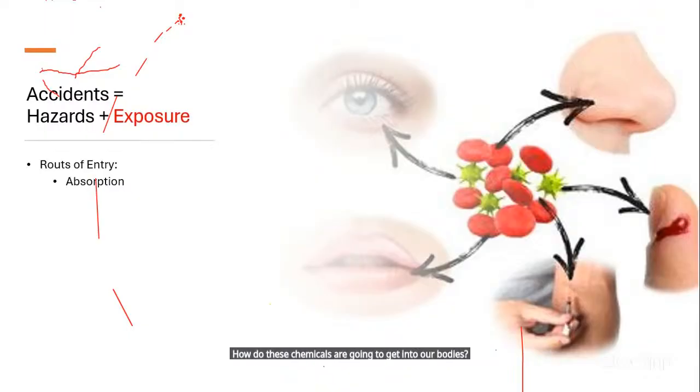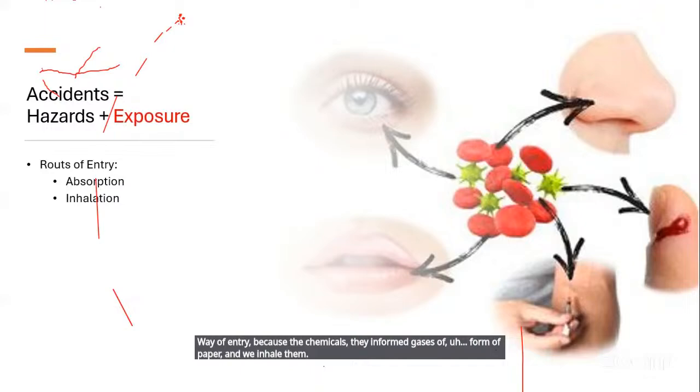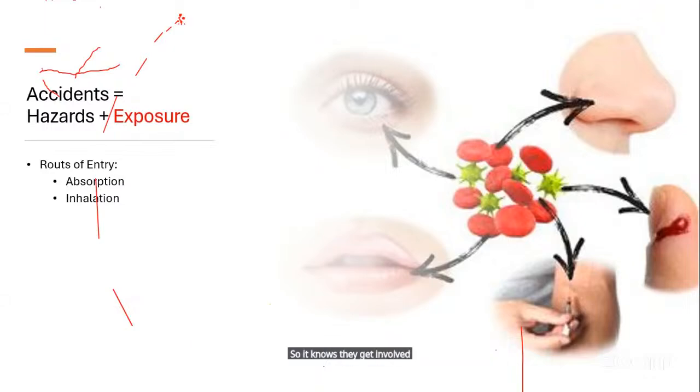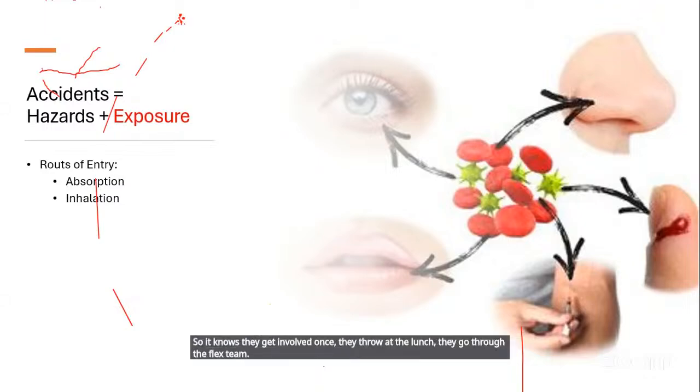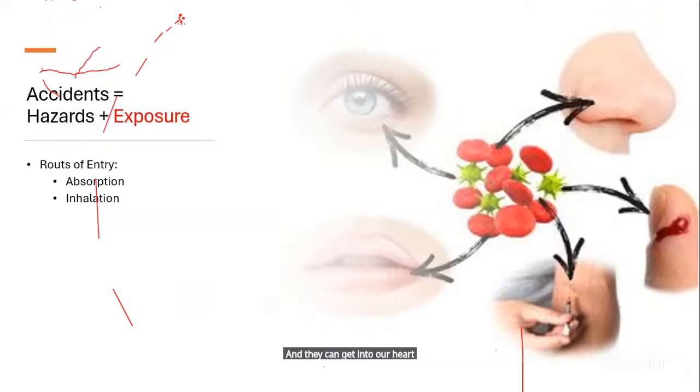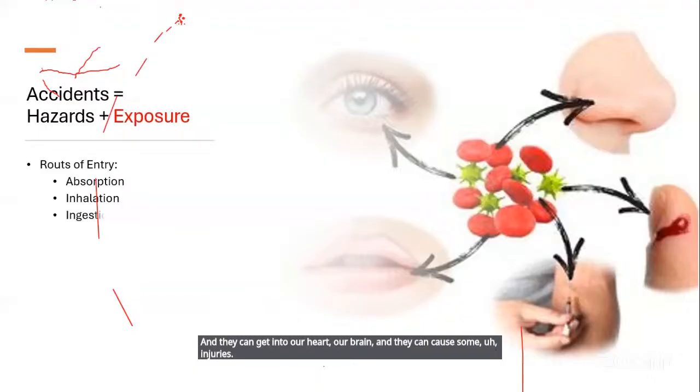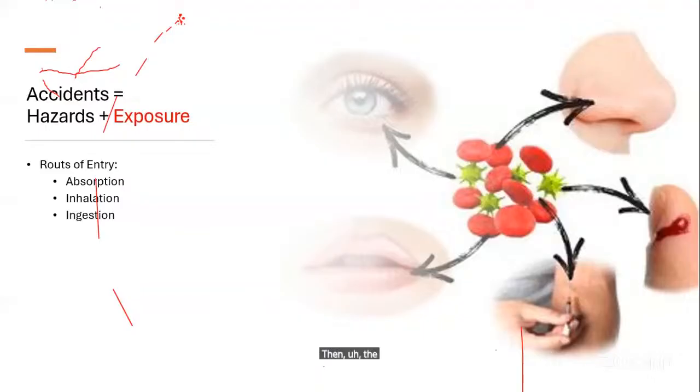As we mentioned earlier, inhalation is the most common way of entry because the chemicals are in the form of gases or vapor, and we inhale them through our nose. They get into our lungs. Through the lungs, they go to the bloodstream, and they can get into our heart and our brain, and they can cause some injuries. Then the absorption through the skin, as we mentioned earlier.